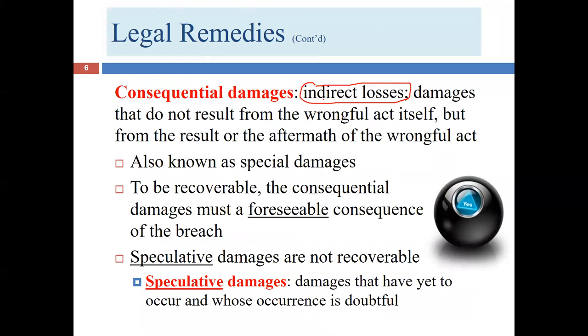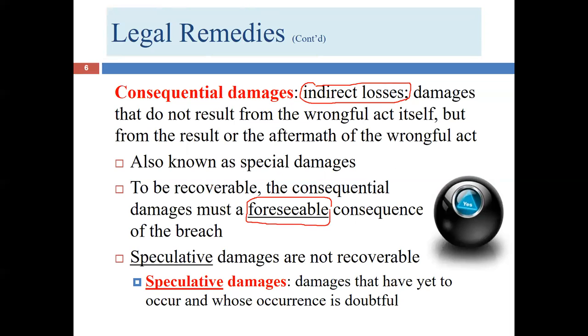We'll go through examples of this in a few minutes, but I just want to go through the definitions before we go any deeper into the topic. These are indirect damages, damages that do not result from the wrongful act itself, but from the result or the aftermath of the wrongful act. But it's also important that they be foreseeable.